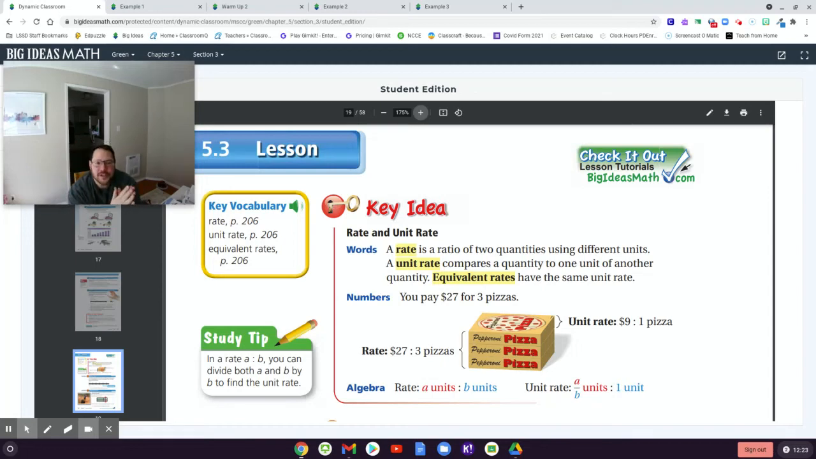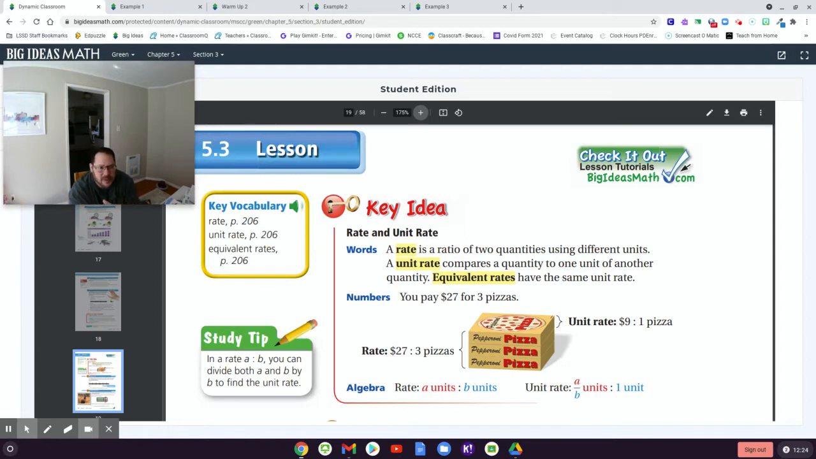Well, ahoy there, mateys. We are jumping into 5.3, which is all about rates and unit rates. This is basically just an extension of ratios. So ratios normally compare two of similar items, and rates will often compare two different quantities, like miles per hour. So you can compare things that are not necessarily the same. Those are generally known as rates.